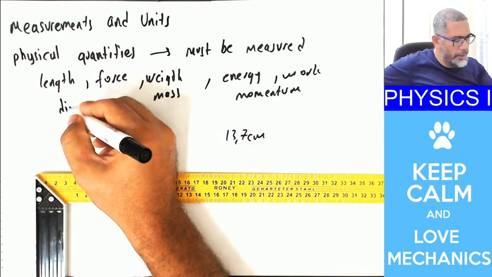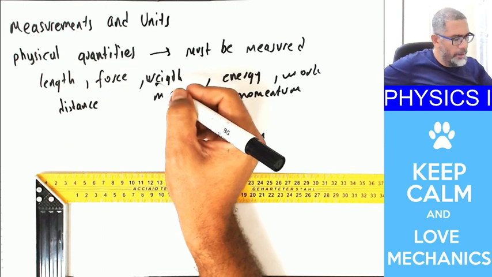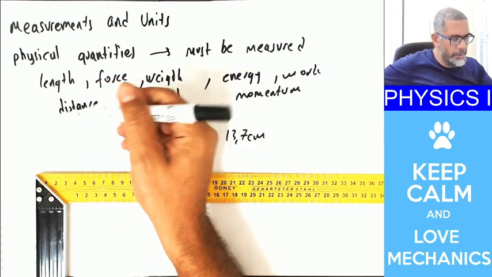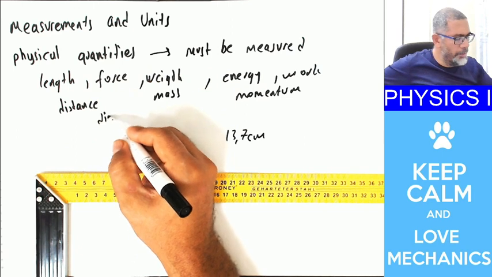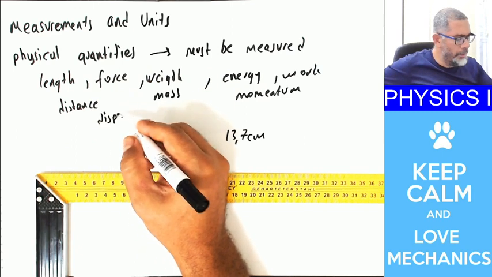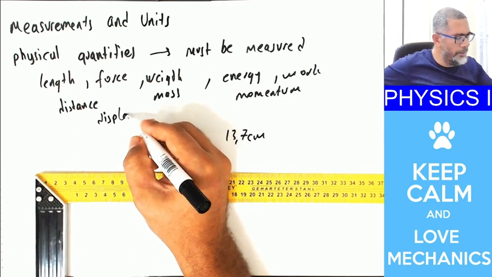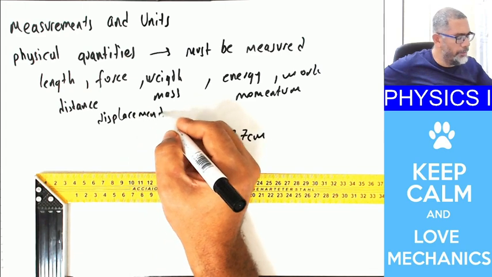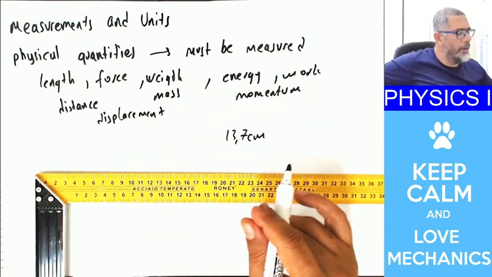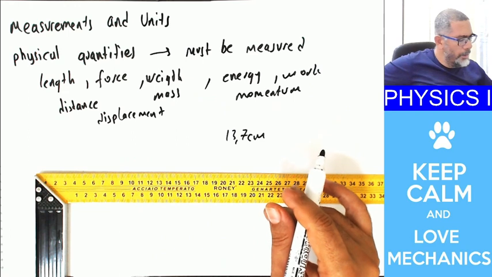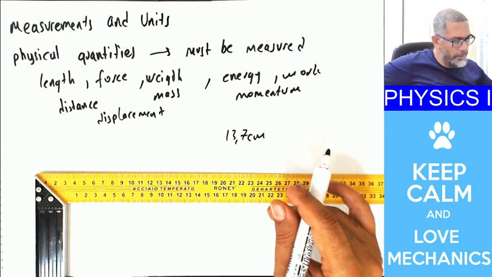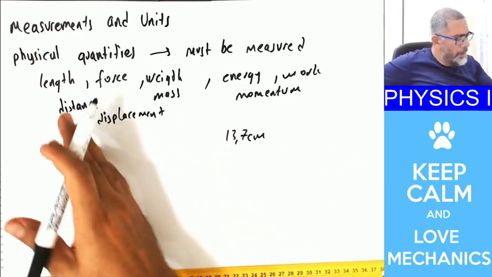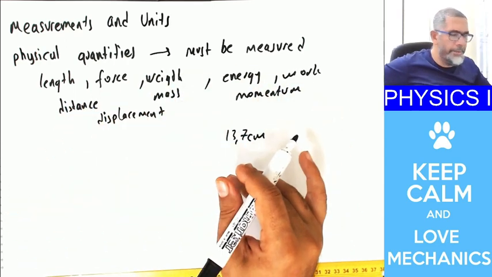Distance, for example, has the same unit as length, and displacement also has the same unit as distance. I will talk about the definition of all these, because we have to define every physical quantity in a standard way. So what else? There are many physical quantities.